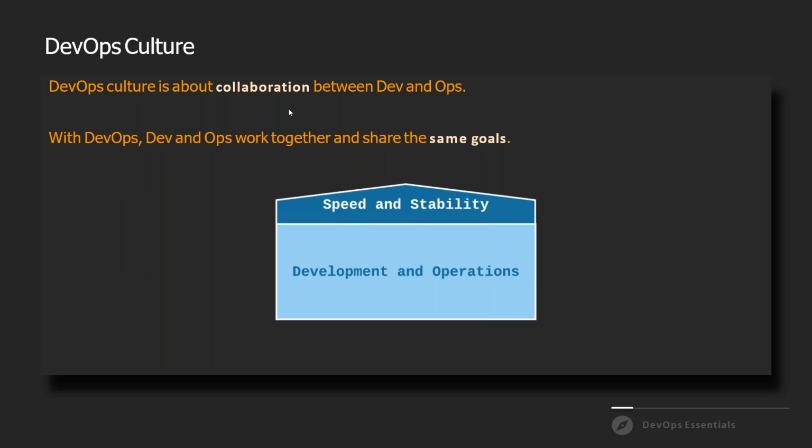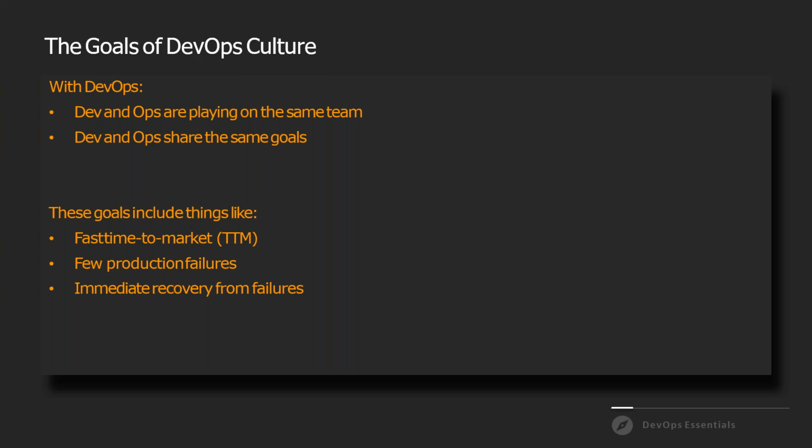So DevOps culture is about collaboration between dev and ops. With DevOps, dev and ops work together and share the same goal, speed and stability. Now, by hook or crook, they will have to work together and make sure they are able to deliver the changes in a faster manner, as well as those changes are stable enough. The goal of DevOps culture is that dev and ops are playing on the same team. They both are now the same team. We are not treating them as two different teams. It's just the DevOps team, by the way.